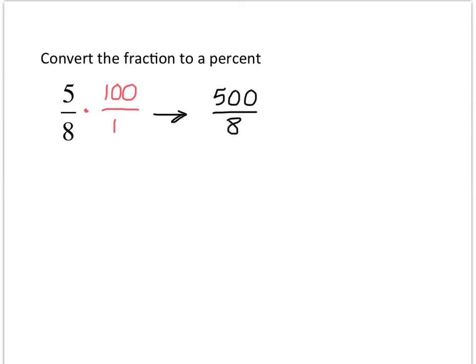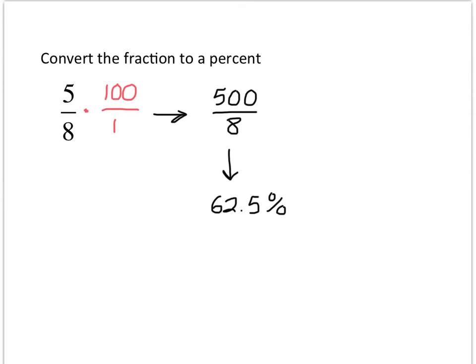And now since I'd like this as a percent, I'd just like to reduce this down to some decimal. So I can literally on a calculator now just do exactly what this fraction tells us, 500 divided by 8. And I see that this actually then gives me 62.5, which means my answer is 62.5%.